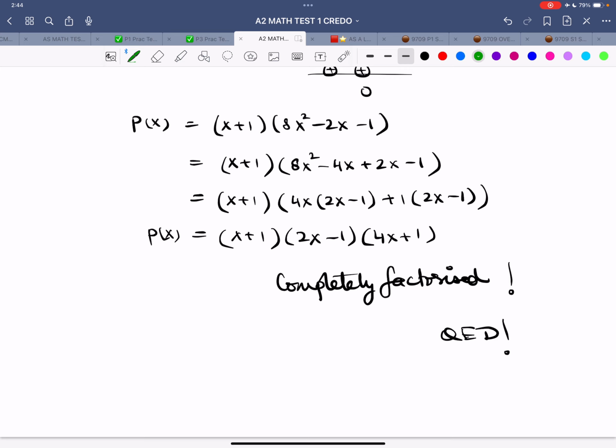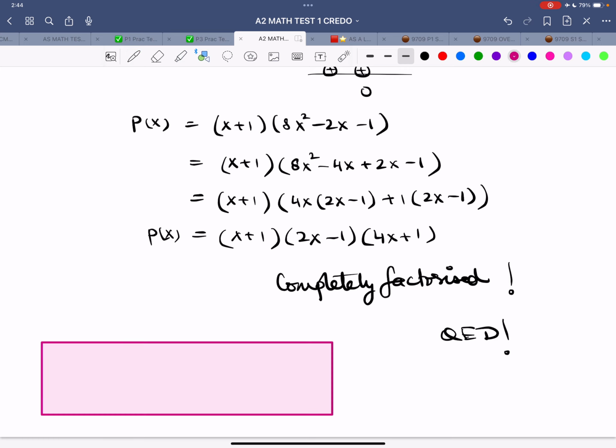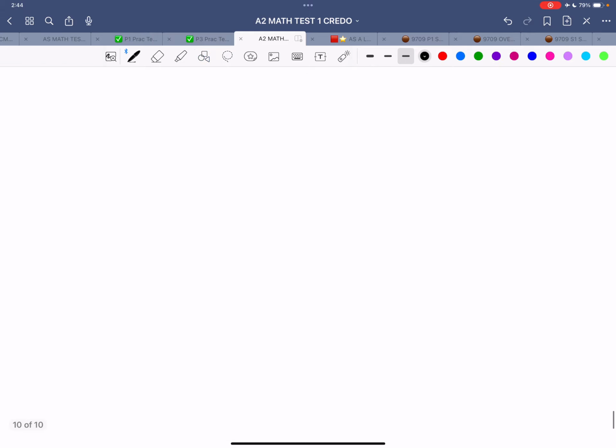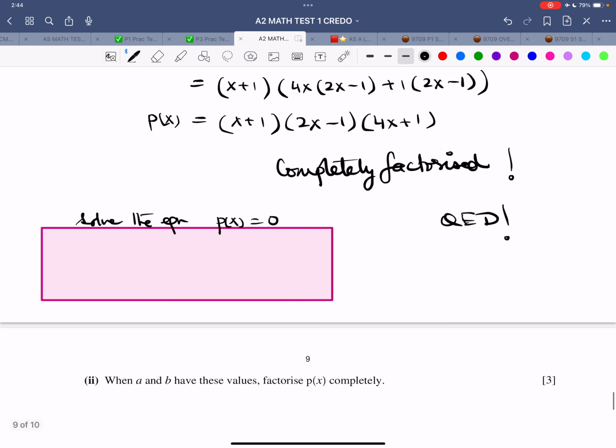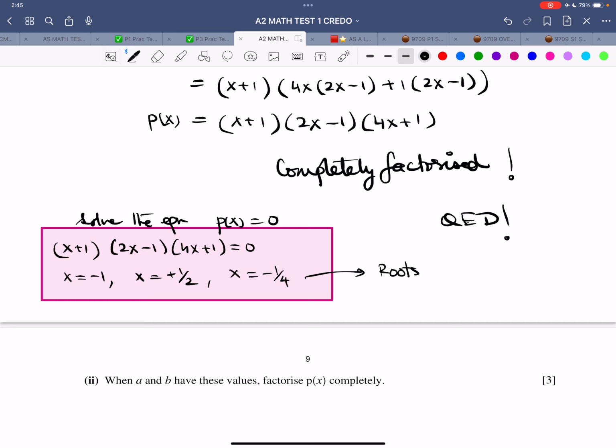Let me draw a box over here. If they had said solve the equation, let me add a page over here. Solve the equation p(x) equals 0. We would continue from here. We would write (x plus 1)(2x minus 1)(4x plus 1) equals 0. Therefore, x is -1, x is +half, and x is -1/4. These will be the roots or solutions of the equation.